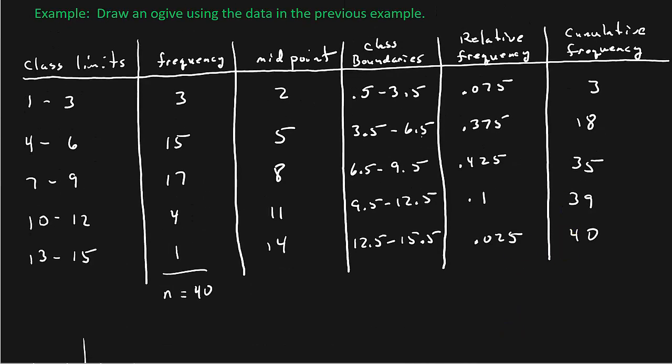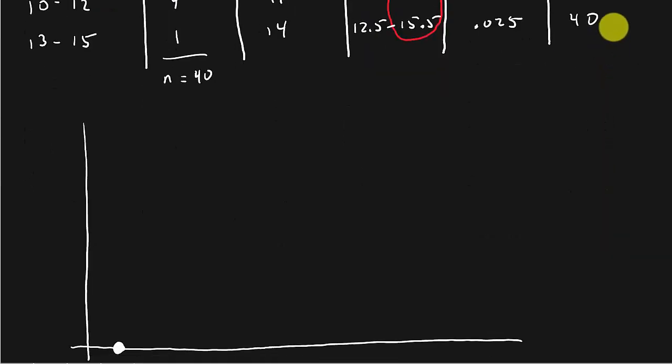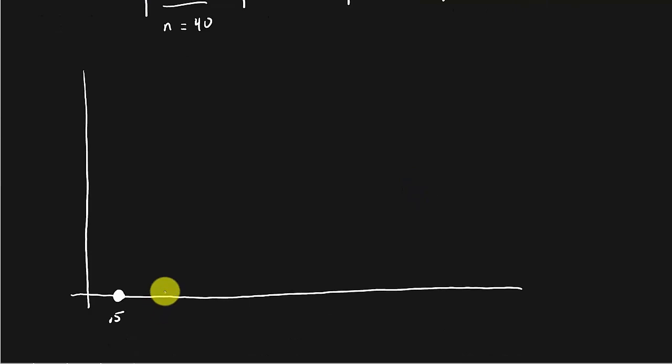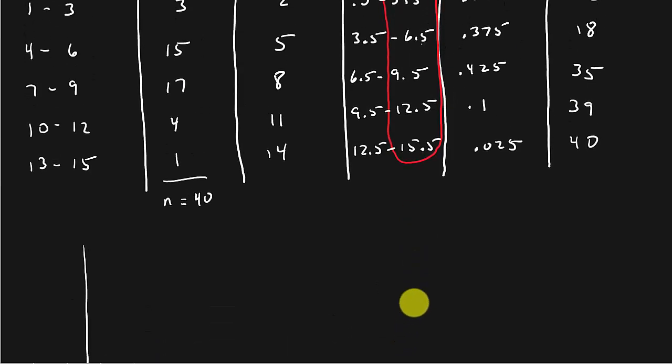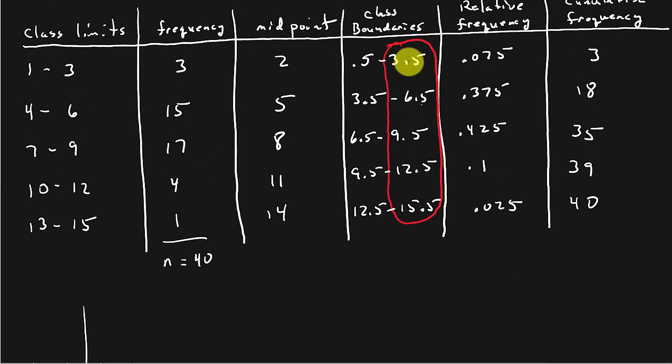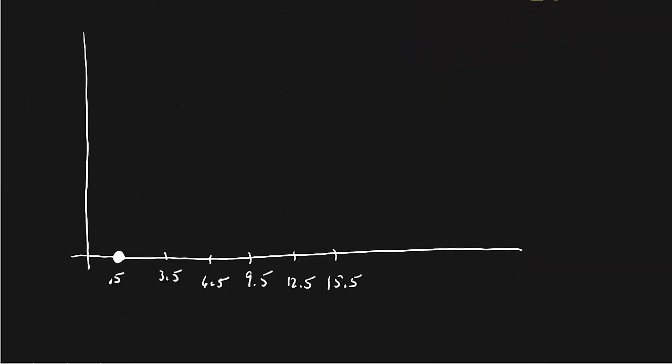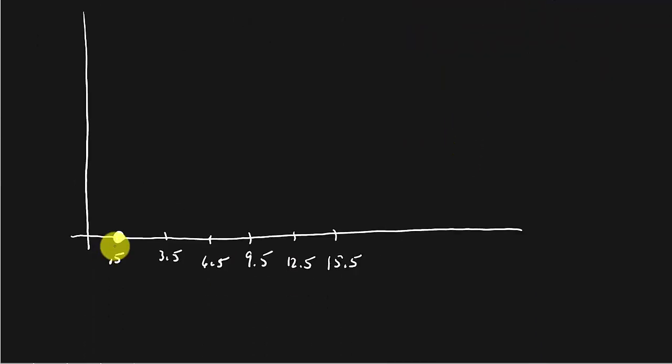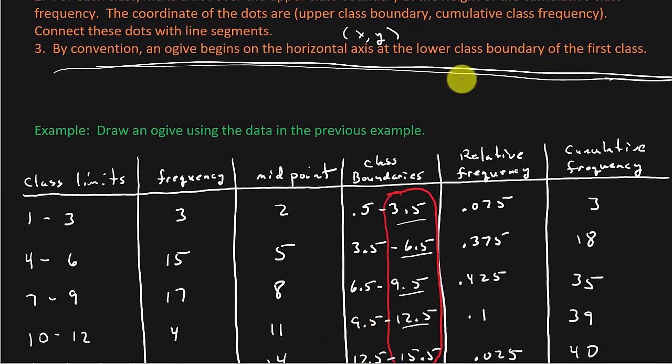And now what we want to do is plot all of the upper class boundaries on the number line. So that is going to be 3.5, 6.5, 9.5, 12.5, and 15.5. That's what I listed there. But remember, we had to put the lower class boundary of the first class here, because it says that's where it starts.